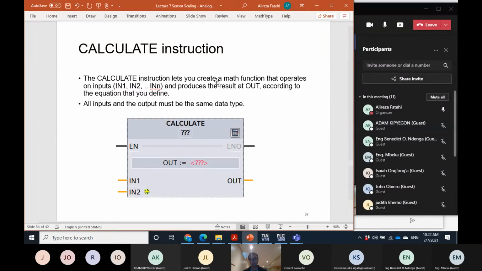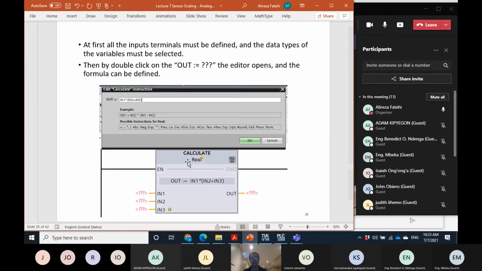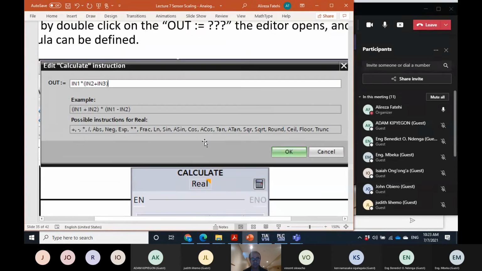Okay, this is the general structure of that. It has some inputs, and you can add more inputs to that. It has an output and a formula, and this formula you can give. How? If you double click on this, then a window pops up. Here you can write the formula directly. Let me increase the size. You can write the formula, for example, input 1 multiplied by the summation of input 2 plus input 3.